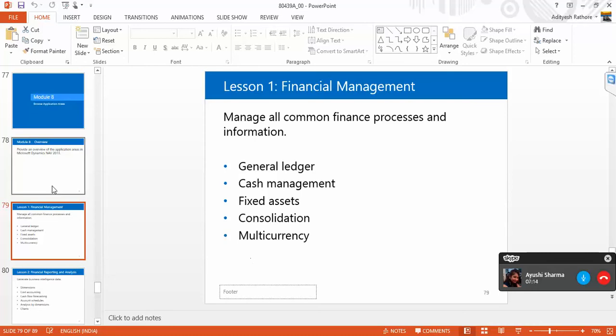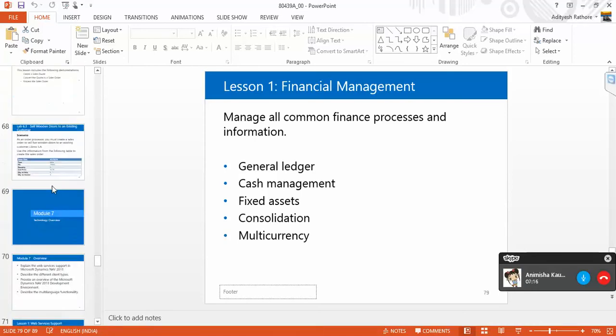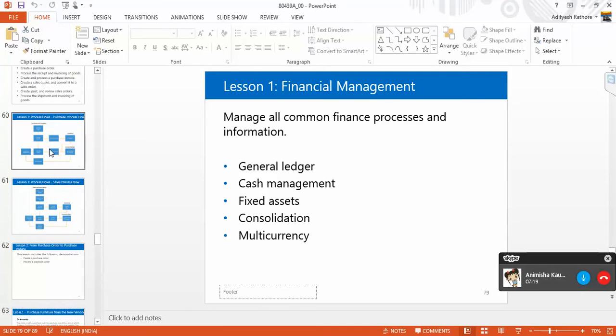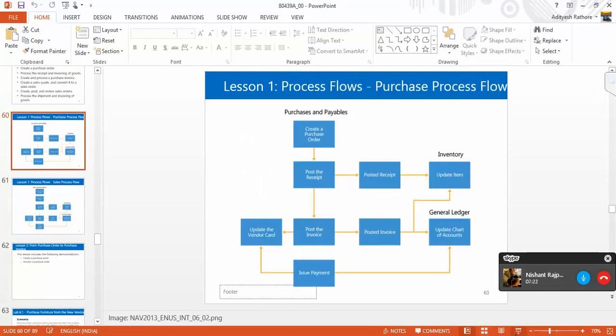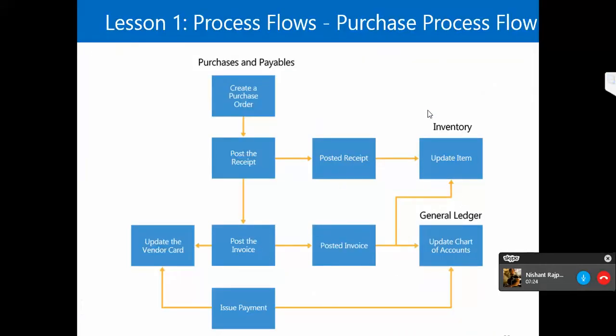Before we proceed I'll just show you what we did yesterday. We'll recap. Yesterday we created a purchase order and posted the receipt and the invoice together. When we received, we had a posted receipt and it updated the inventory. When we posted the invoice, that updated my chart of accounts. That had an effect on the vendor card, and later we issued the payment to the vendor.